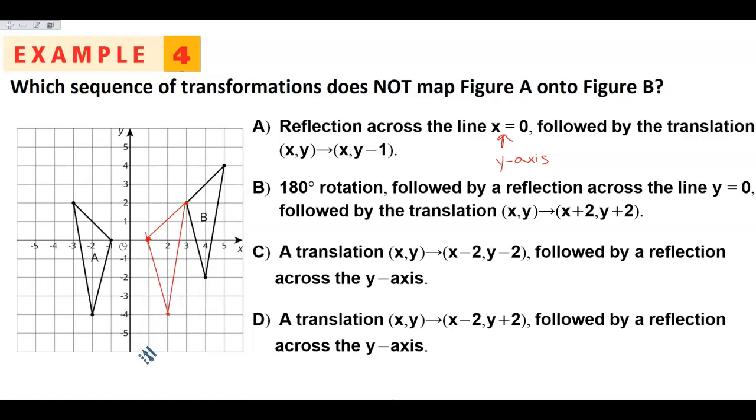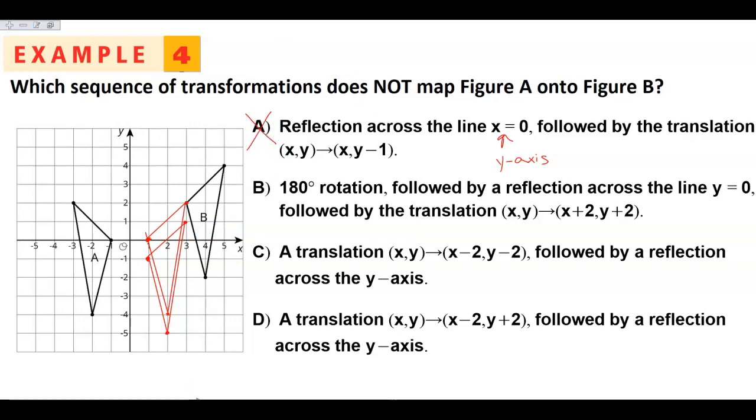And then if I translate it (x, y minus 1), that means I'm not moving my x, but I'm going to subtract 1 from y. So this is going to come down, this is going to come down, and this is going to come down. So this is my final figure down here. All right? So this does not go onto B. So this one here does not work.